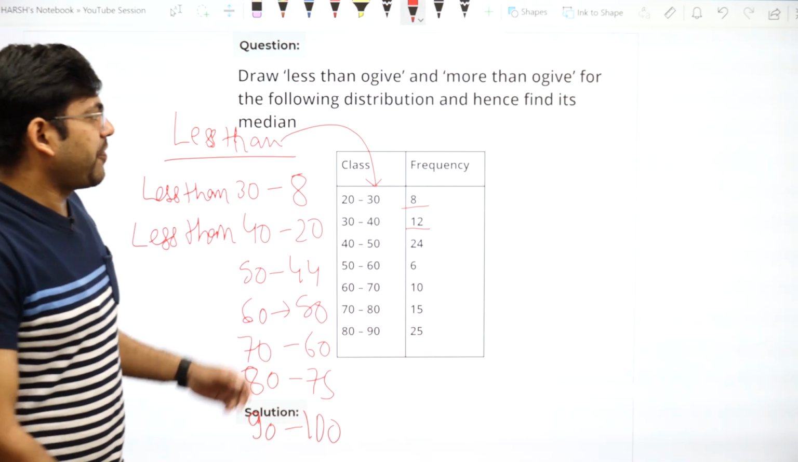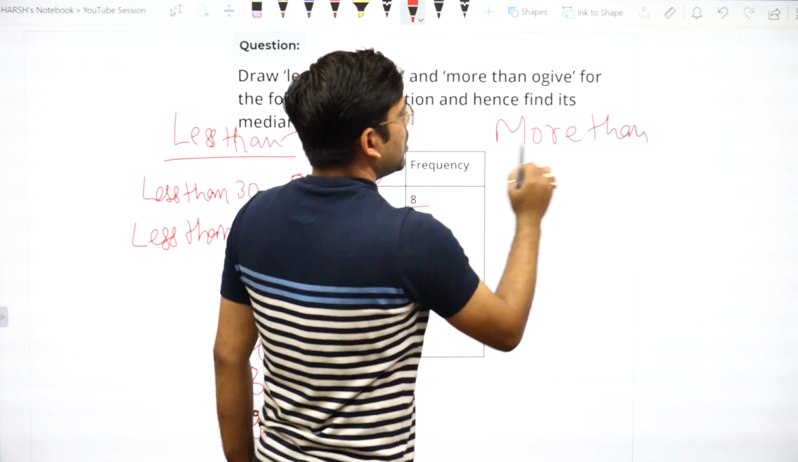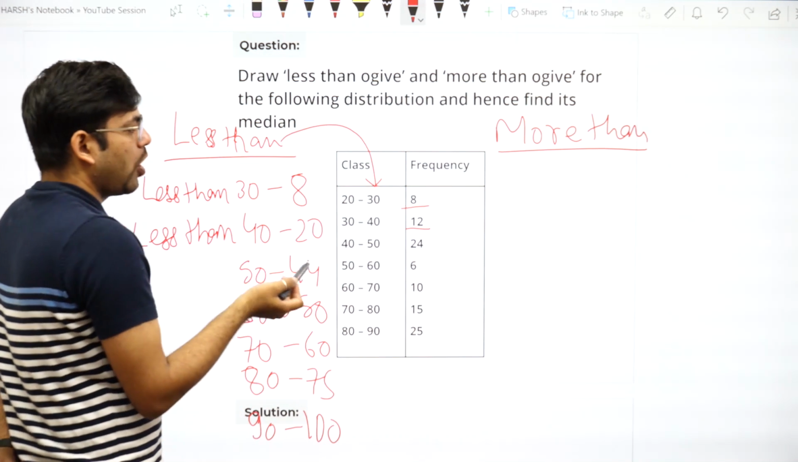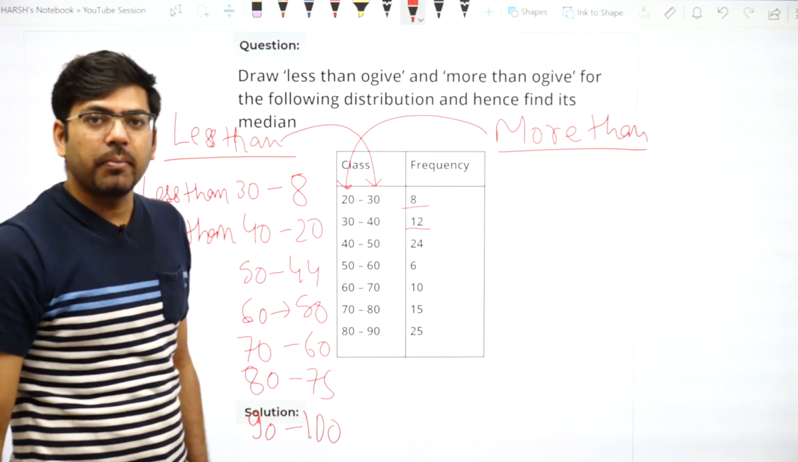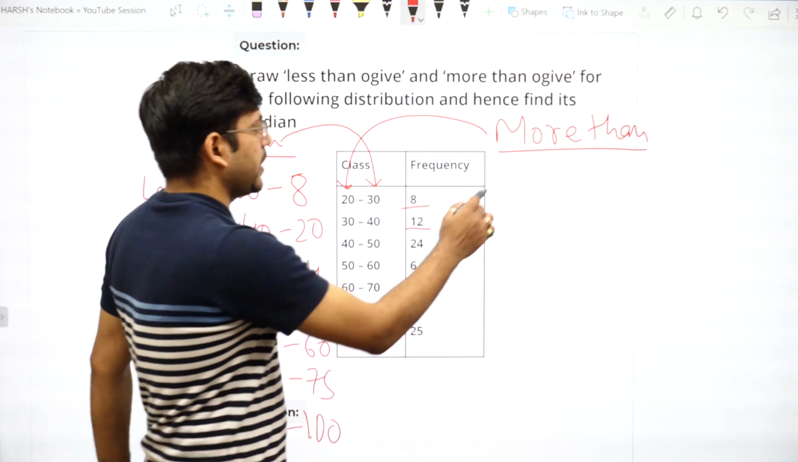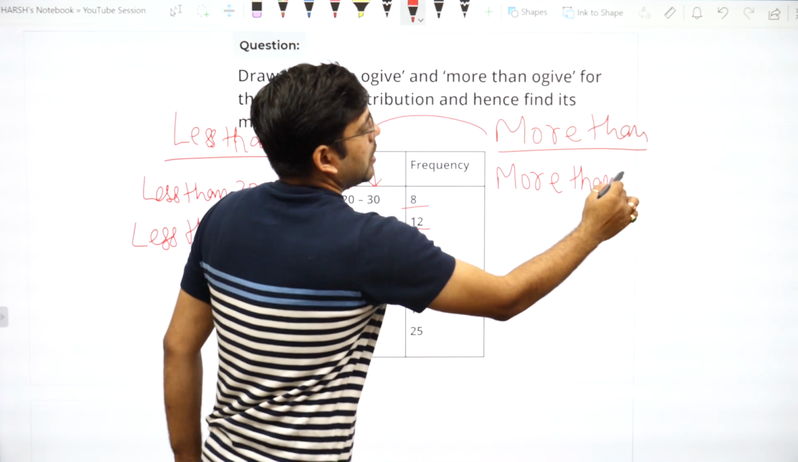In a very similar fashion, the more than graph would be formed. I'm writing for more than. Now you all would have understood that for more than you will take the lower limit, isn't it? So I'm writing here more than 20.